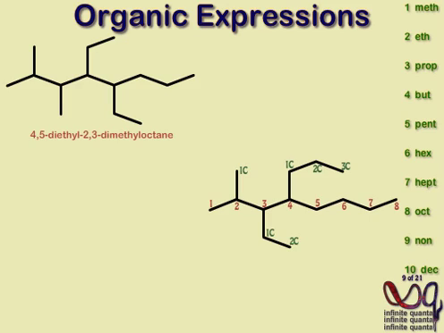And then my branches, I have what at 2? What's the position 2? Methyl. What's a position 3? Ethyl. And what's a position 4? 1, 2, 3. Propyl.